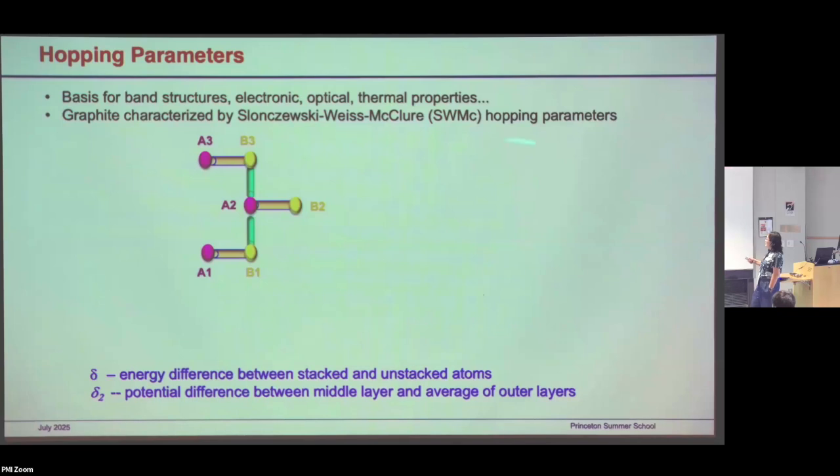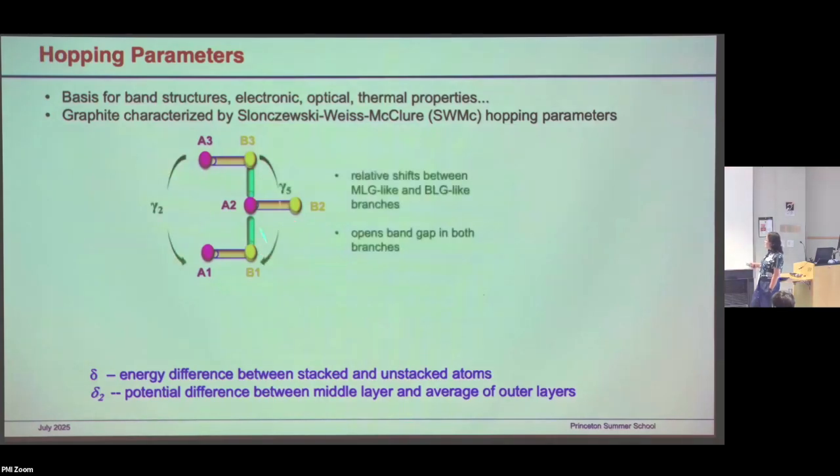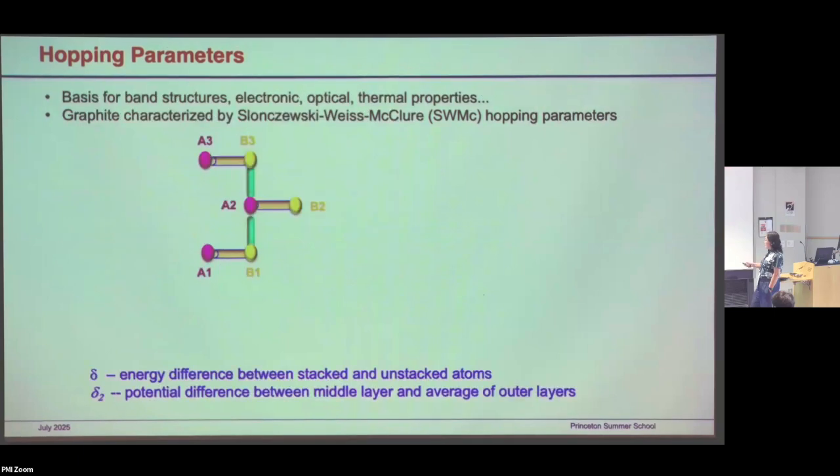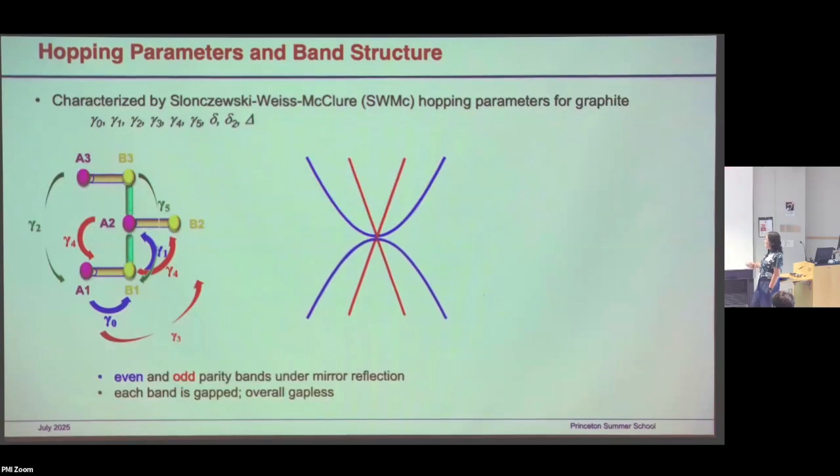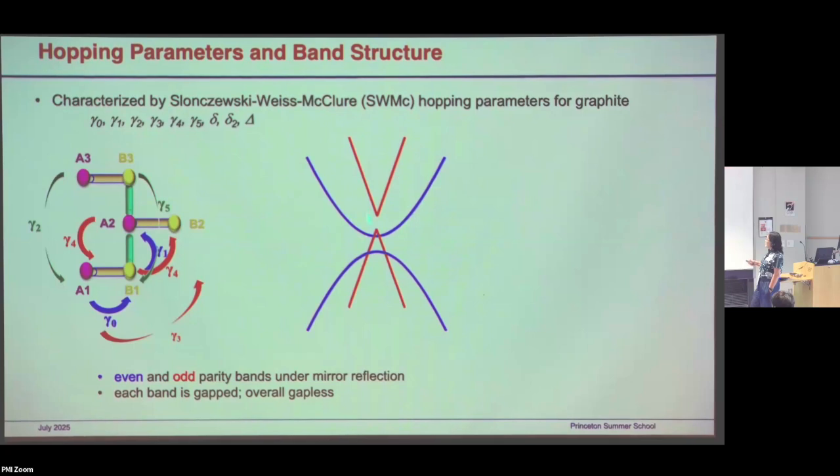But it turns out you have a bunch of other hopping parameters. For example, you include gamma 2, which gives you trigonal warping, which is hopping between A1 and B2, and you include gamma 4. Gamma 2 and gamma 5 will give you a relative shift between the monolayer and bilayer bands, and open up a band gap. After you include everything, this is the band structure you get. You open up a gap between the two structures, and there's also a relative shift between the two, so that the overall structure itself is gapless.